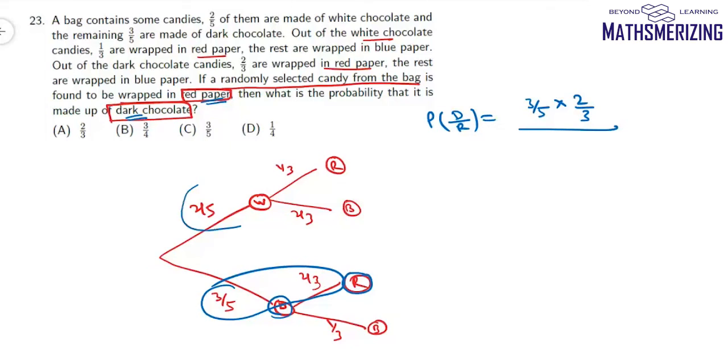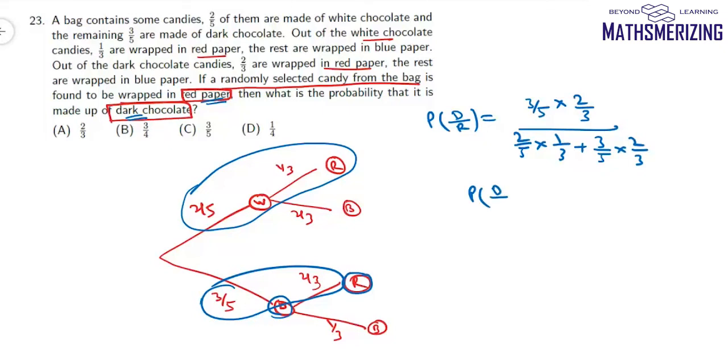So we'll get a red paper when it is white and red or when it is dark and red. So here it will be 2 by 5 into 1 by 3 plus 3 by 5 into 2 by 3. So the probability of getting a dark when it's a red paper is 6 by 15 in the numerator and 8 by 15 in the denominator. So it is simply 3 by 4, and that's your option number B.